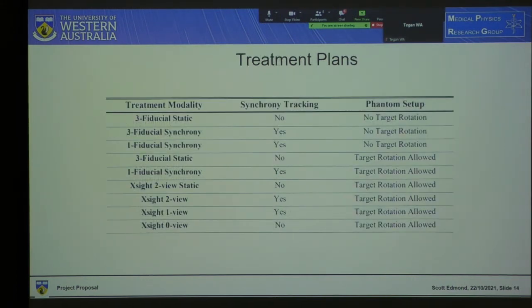So these are the 9 treatment plans we'll be using. Synchrony just means whether it's moving or not. So we'll be doing static ones as well, just as another point of reference to view how motion changes it. Some will have rotation of the cylindrical phantom allowed, which will add another degree of potential error, which we can then account for in our dosimetric studies. We'll again be comparing 1 fiducial versus 3 fiducial, and then the full 2 views versus the 1 view versus the no view.